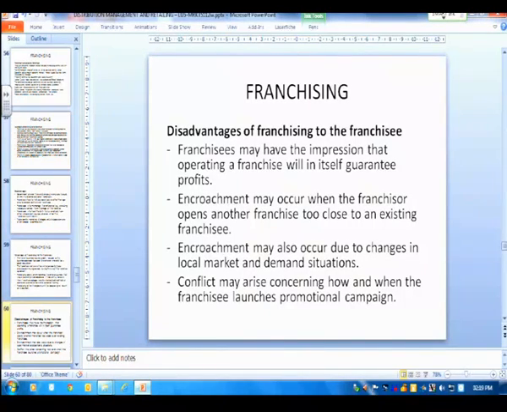Disadvantages of franchising to the franchisee. Franchisees may have the impression that operating a franchise will in itself guarantee profits. Encroachment may occur when the franchisor opens another franchise too close to an existing franchisee. Encroachment may also occur due to changes in local market and demand situations. And then lastly, conflict may arise concerning how and when the franchisee launches promotional campaigns.